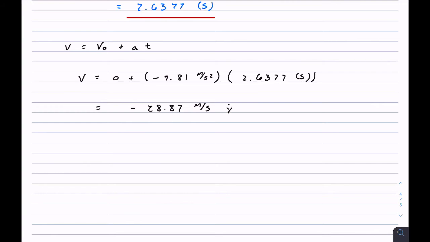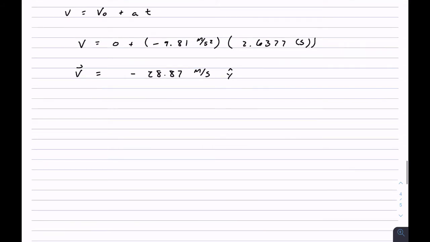So we could just say this is y hat, right? So if this is our velocity vector, that's what we're looking at. So really, if we're just looking for the value, the scalar value, it's 28.87 meters per second. That's the answer.